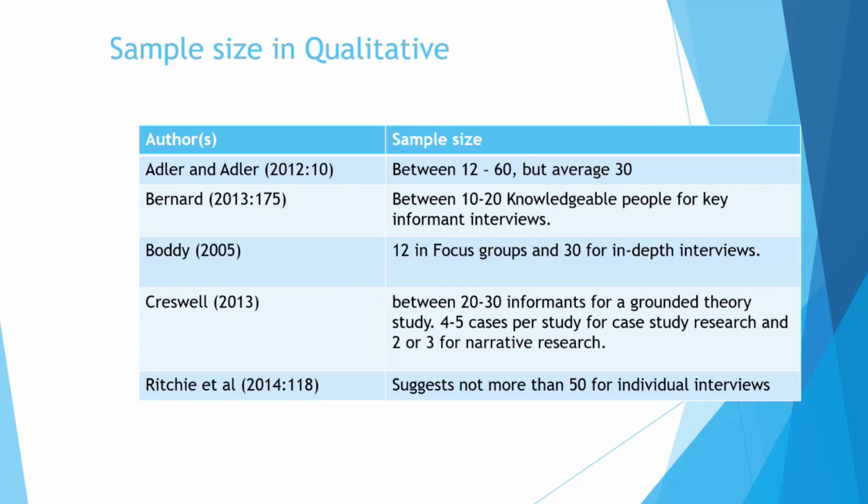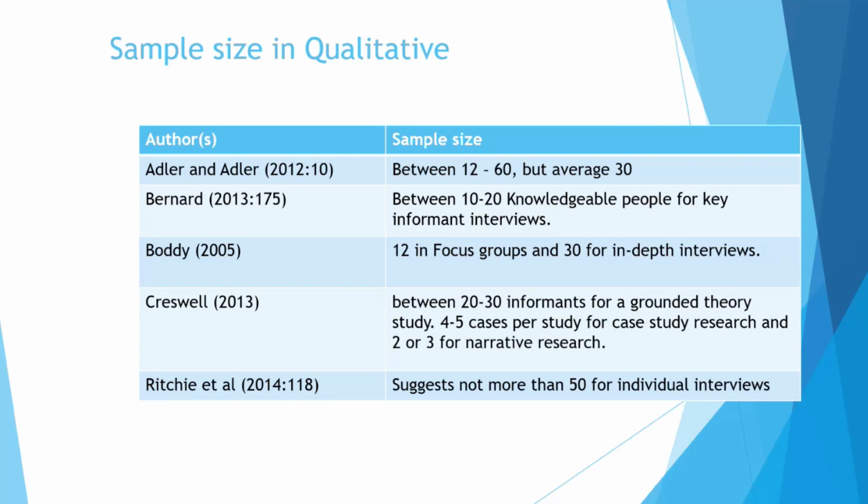What does it say? Another author who is also of interest here is Bernard. Bernard says you need to sample between 10 and 20. All right, between 10 and 20. It should not be less than 10, but not more than 20. Interesting. But this author brings something which is very, very important. It brings knowledge. We have spoken about that one. In qualitative, knowledge is the key.